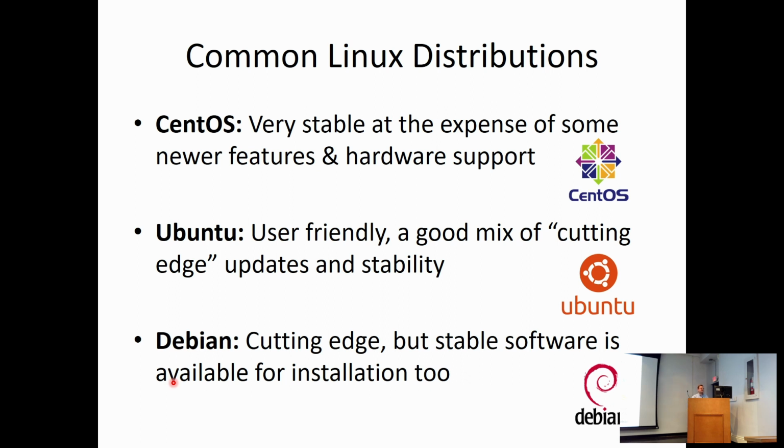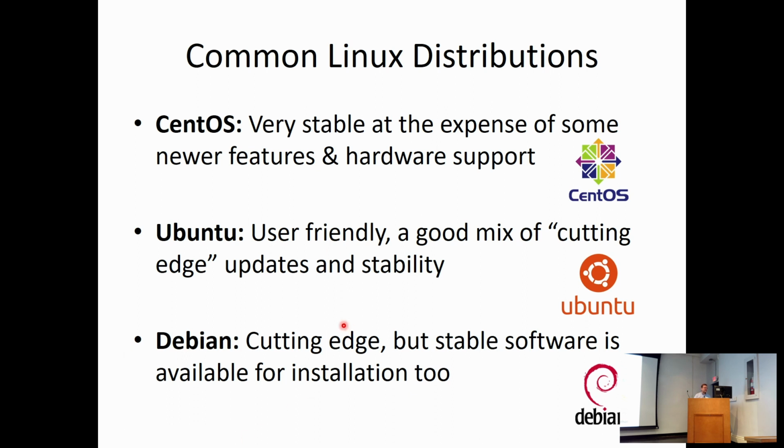CentOS, like I said, is written to be very, very stable, but that stability comes at the expense of the fact that you might not have the latest version of the Firefox browser, for example. Right? It's designed to run for days, weeks, even months at a time without having to be restarted. Ubuntu is what I've chosen for my lab. I think that's what a lot of people use Linux for. It's user-friendly and fairly easy to upgrade. It has a good mix of recent versions of software, but we still want to be fairly stable so that users can have a consistent experience.